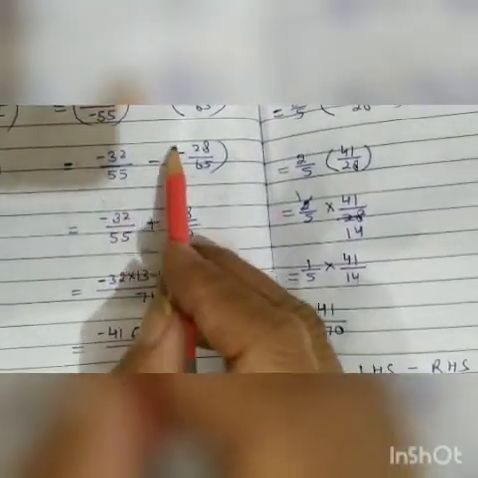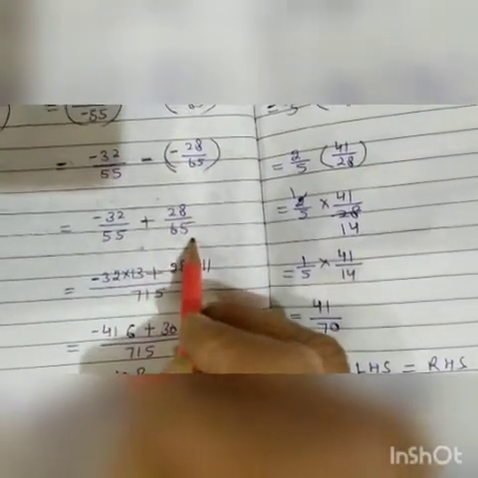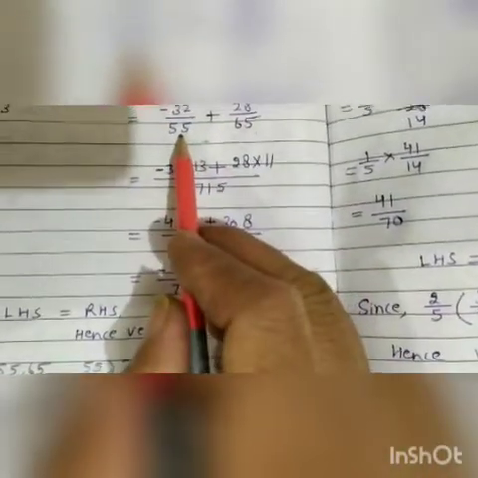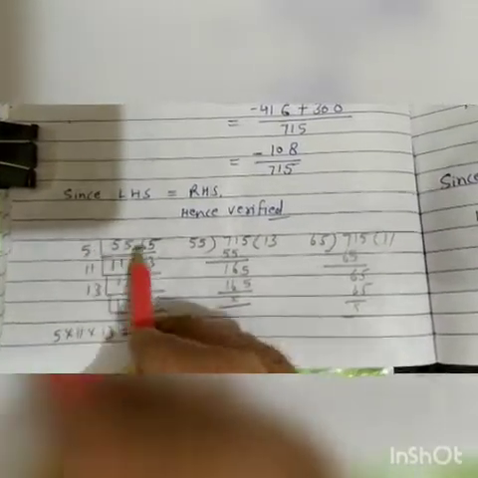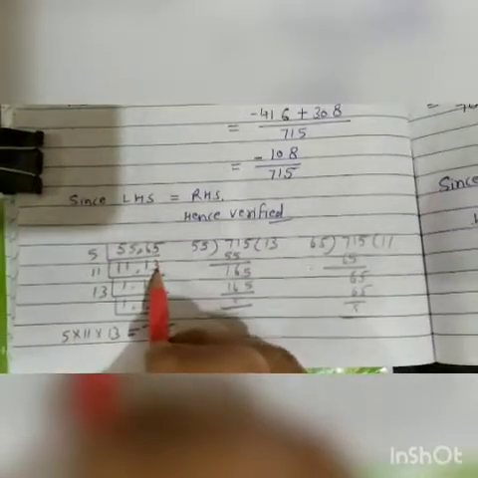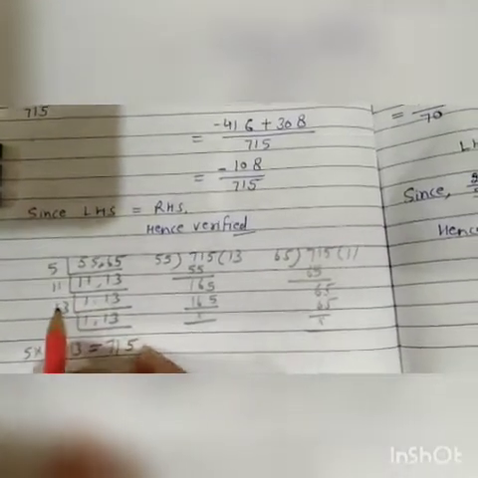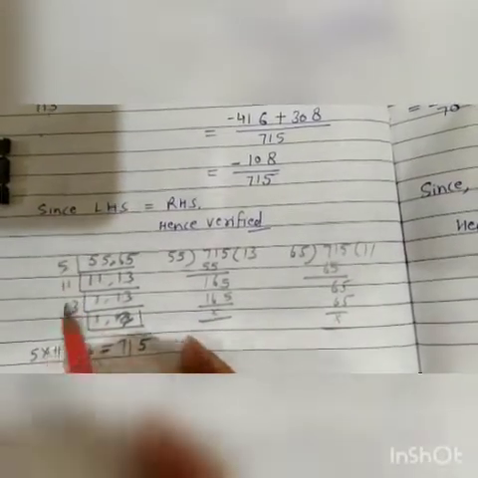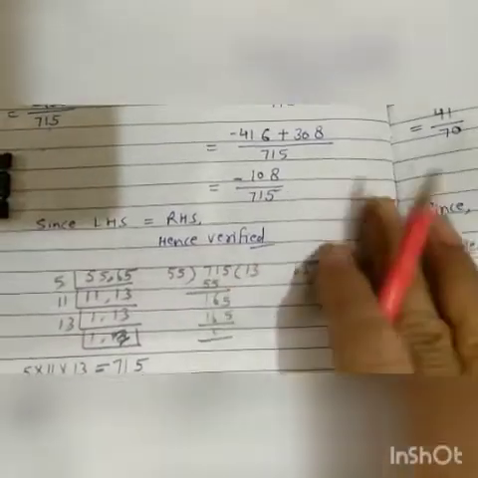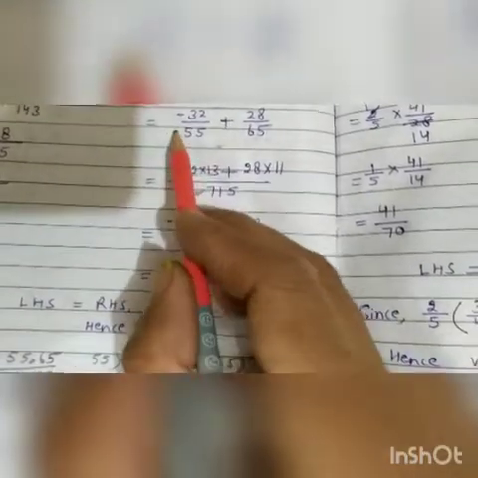Now minus 32, out of this bracket minus sign, so we will change this sign. It will become plus 28 upon 65. Now we will find the LCM of 55 and 65. Here we have done 55 and 65. 5 ones are 5, 5 ones are 5, then 5 threes are 15. 11 ones are 11, 13 will be as it is. Now by 13, 1 will be as it is, and 13 ones are 13. Now LCM will be 5 into 11 into 13, it will be 715. So LCM is 715.